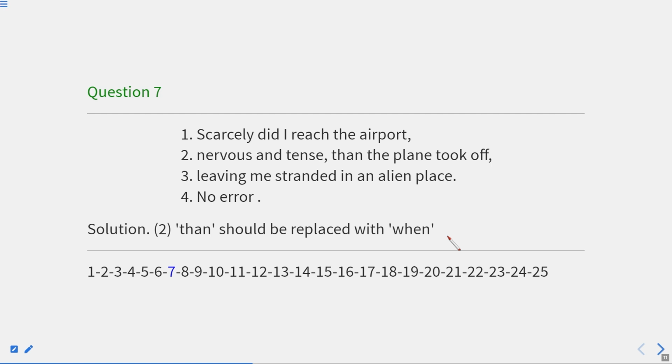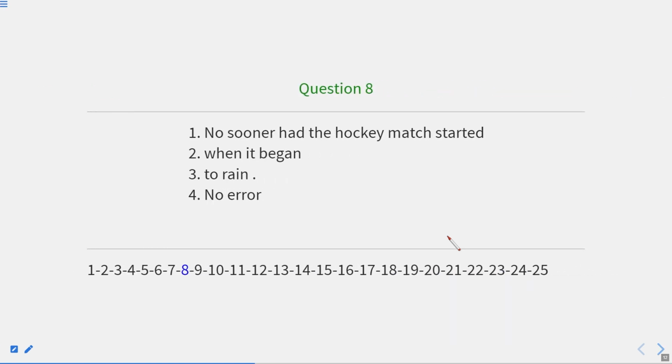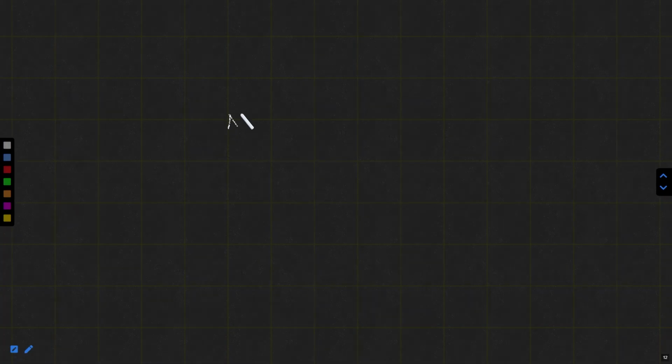Now let us move to the next question. Now this is question number 8. No sooner had the hockey match started when it began to rain. Again, whenever we have the word no sooner, no sooner is always paired with than. Now keep these things in mind. This is very, very important. With no sooner, we need to use than, and this is T-H-A-N. You should keep this in mind. It should be than, okay, because than compares the situations.